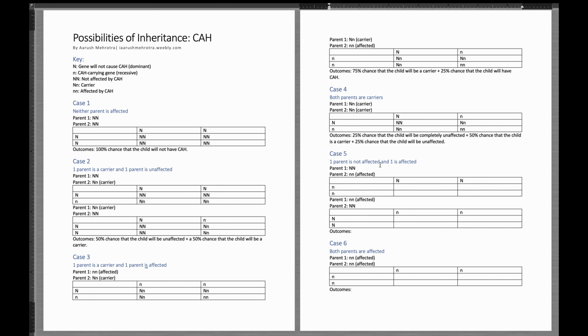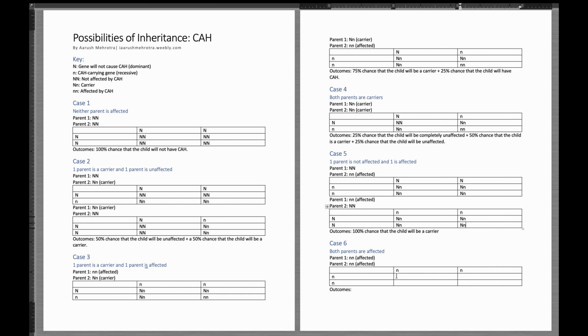In case 5, one parent is affected and the other parent isn't. In this case, we see that these are the following possibilities. In other words, there's a 100% chance that the child will be a carrier. If the roles of the parents were reversed, once again, we see the same thing.